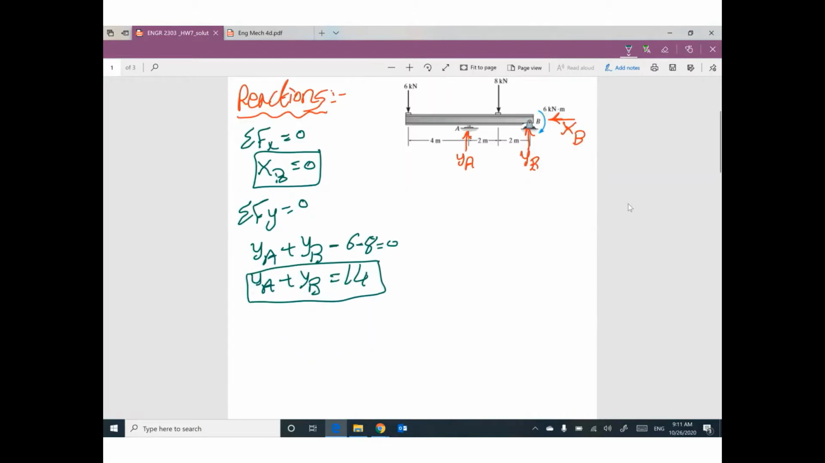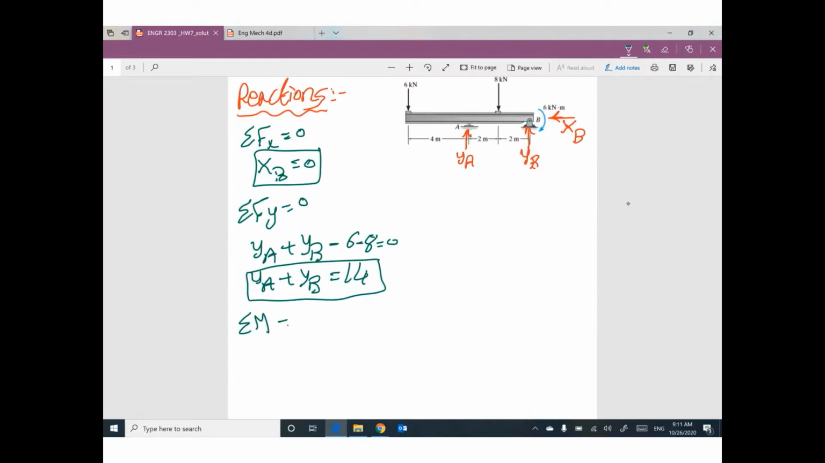Third equilibrium equation, summation moment at any point equals 0. I highly recommend taking moment at B, assuming this direction is positive. Summation moment at B, so XB times 0. It's a force, need distance. YB is a force, need distance. The distance is 0, it's okay. And we have at B a moment which is negative 6. But this 6 is a moment, it does not need distance, so I didn't multiply it by 0.